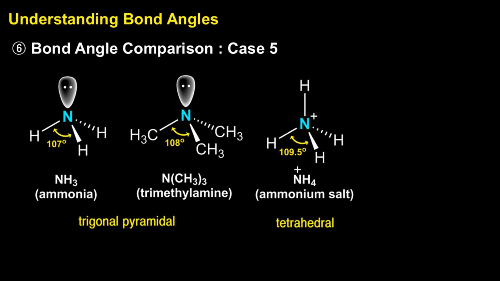And in the case of NH4+, there are no lone pairs at all. That means nothing's pushing the bonds out of place. So we get that ideal tetrahedral angle of 109.5 degrees.